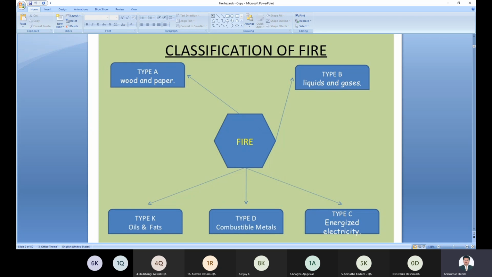Classification of fire depends upon what type of material is involved in the fire. These are type A, type B, type C, type D, and type K. Type A is combustible materials such as wood and paper. Type B is liquids and gases. Type C is energy or electricity. Type D is combustible metals. And type K is oils and different fats. So this is how you classify fire depending upon the combustible material.